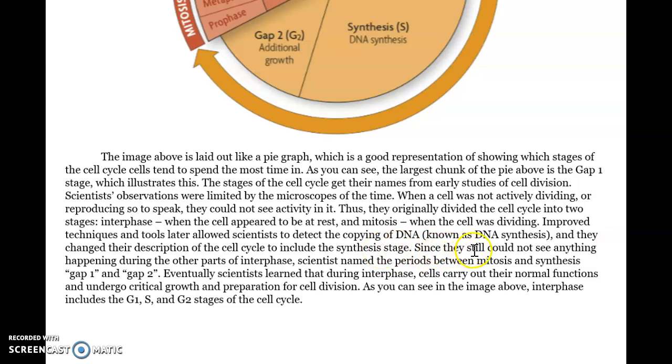Since they still could not see anything happening during other parts of interphase, scientists named the periods between mitosis and synthesis gap 1 and gap 2. Eventually, scientists learned that during interphase, cells carry out their normal functions and undergo critical growth in preparation for cell division. As we can see in the image above, interphase includes the G1, S, and G2 stages of the cell cycle.